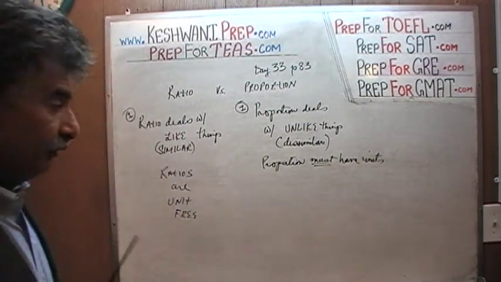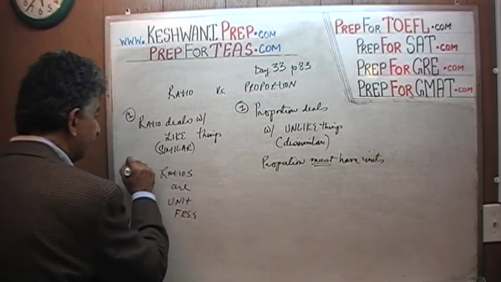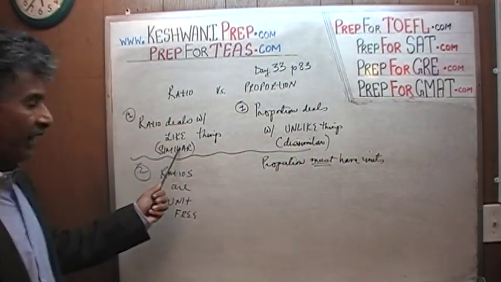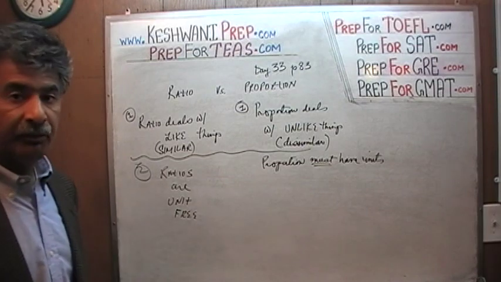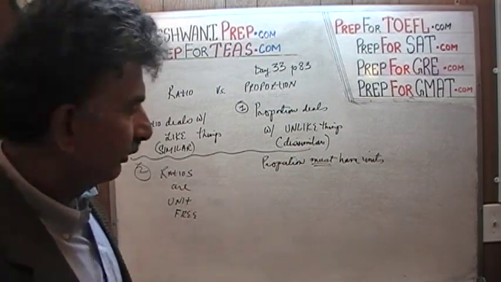So remember the two fundamental differences between the two concepts. The first difference is that ratios deal with like things, proportions deal with unlike things. Ratios are unit free, proportions without a unit have no meaning. Proportions must have units.